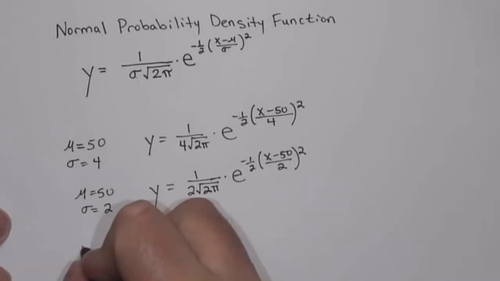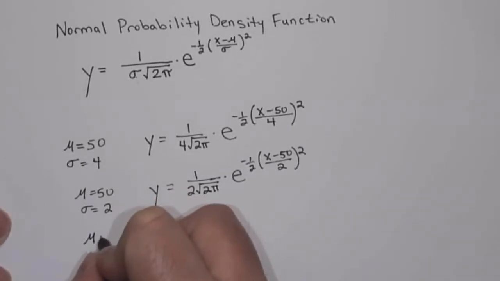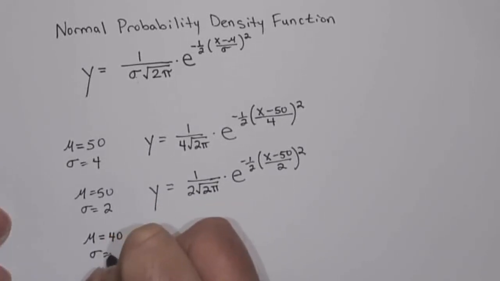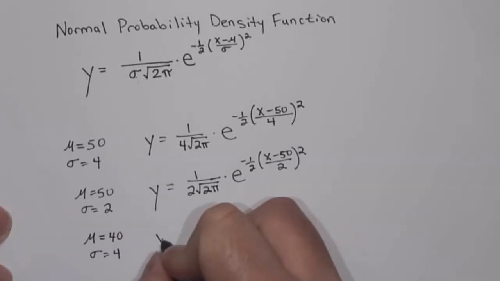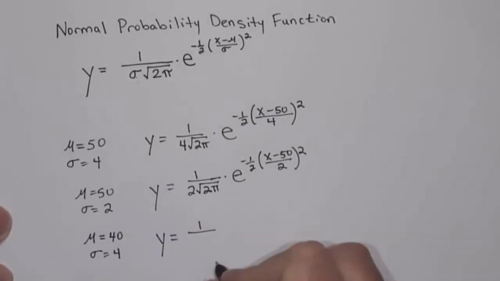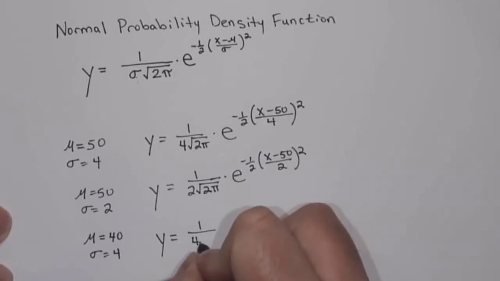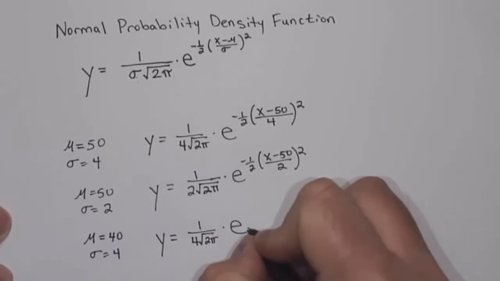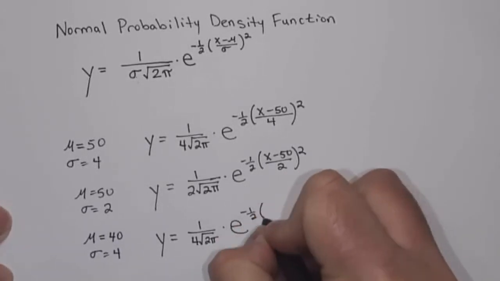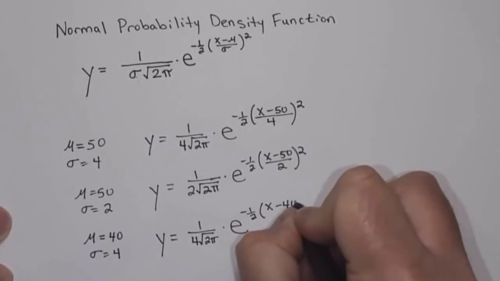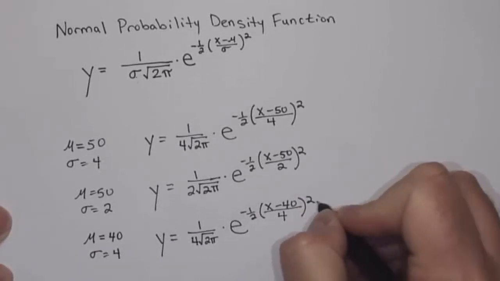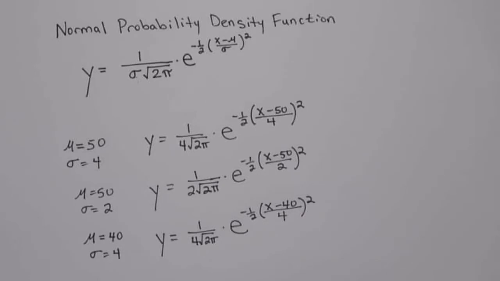Okay? Now, what if we have a third normal graph? What if we have a curve that has a mean of, say, 40 with a standard deviation of 4? Then the equation of that normal curve is going to be y equals 1 over 4 times the square root of 2 pi, again 4 here because that's sigma, times e raised to the negative 1/2 times x minus 40 in this case because mu is 40, divided by 4 because that's the standard deviation, squared. So let's take a look at what its graph will be.